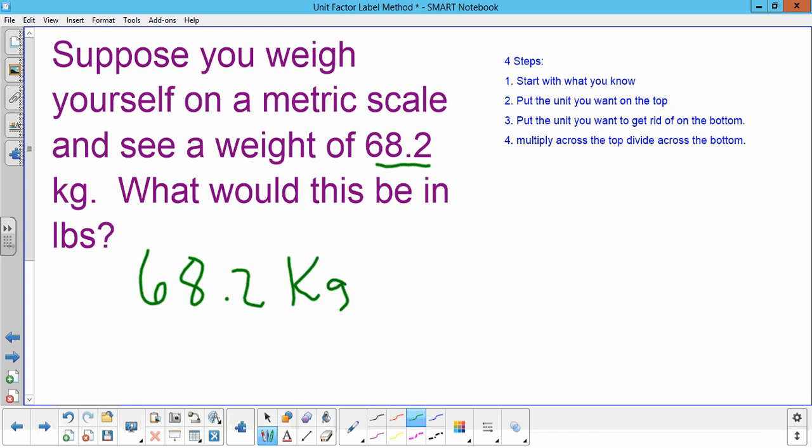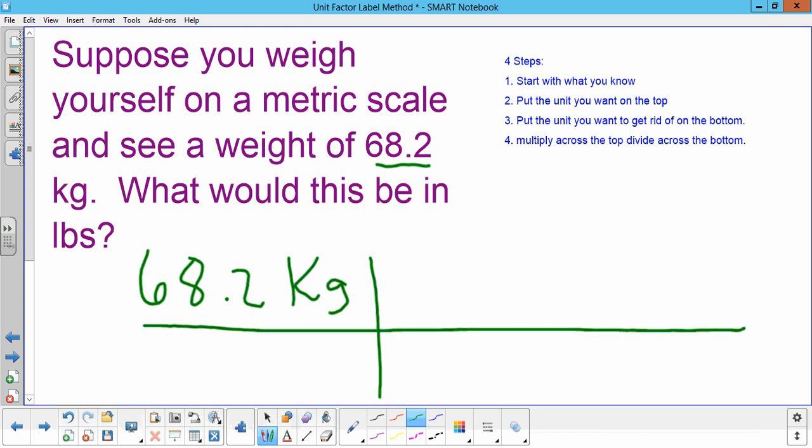Write the units down. And then I'm going to draw a big long line, and I'm going to cut it off. Put the units you want on top. I want to get my answer in pounds. Put the units you're trying to get rid of on the bottom. I'm trying to get rid of the units kilograms. They go on the bottom. Now I try to find the numbers to make this true.